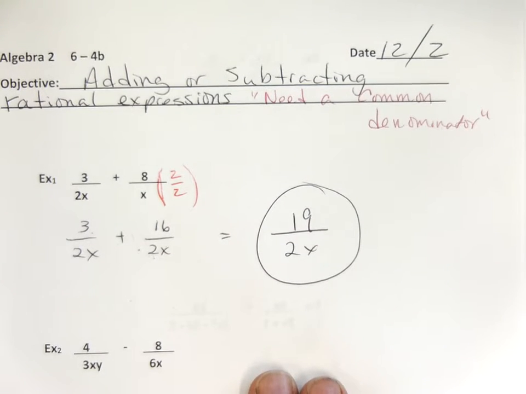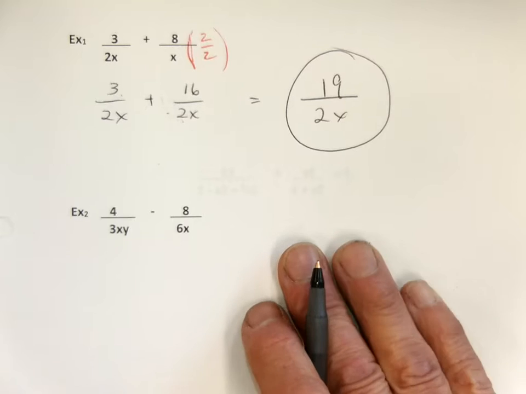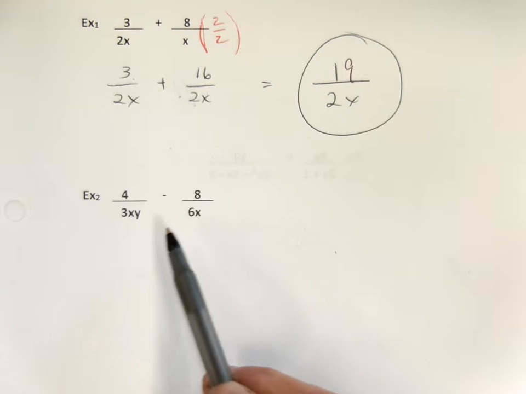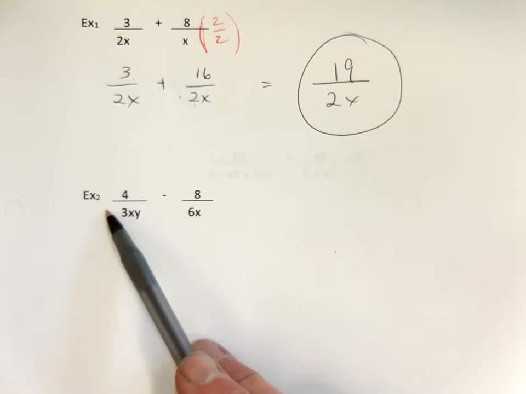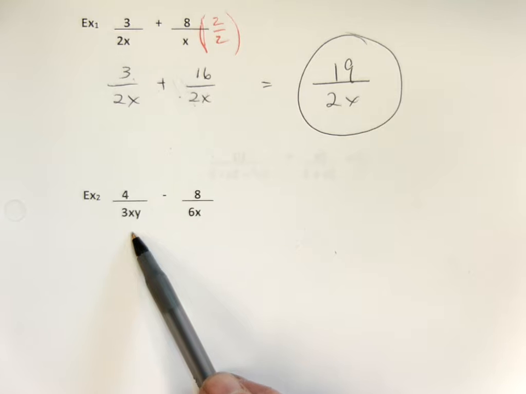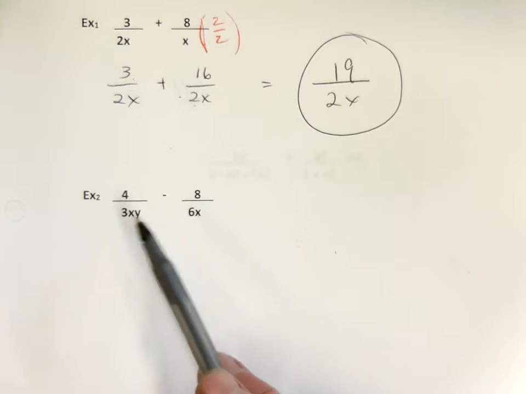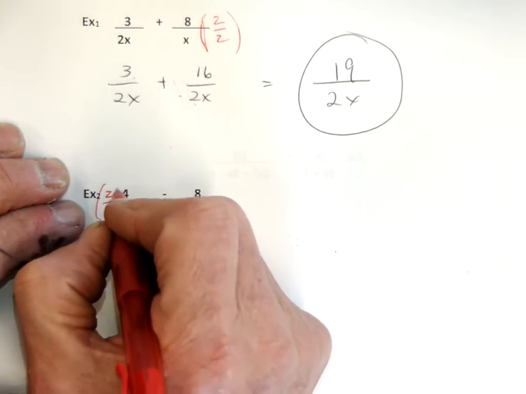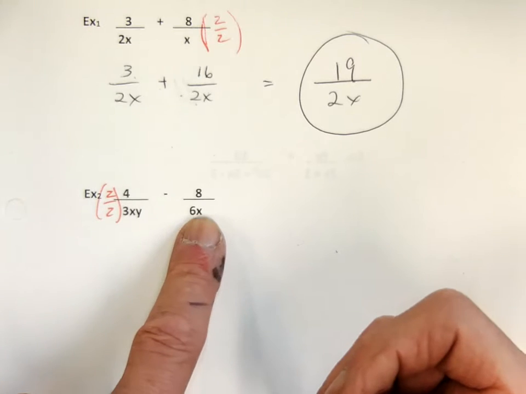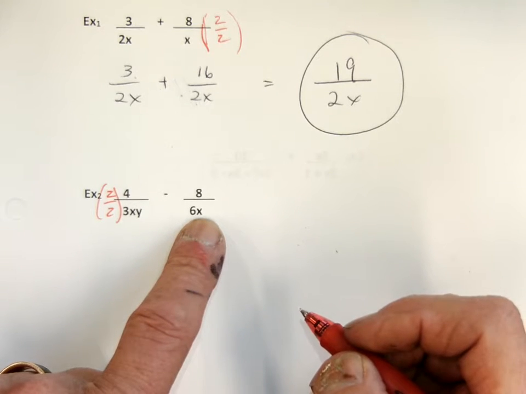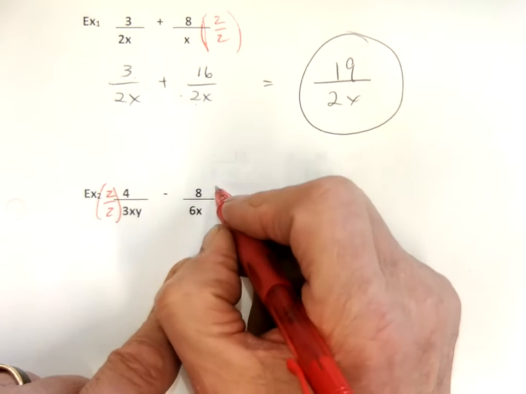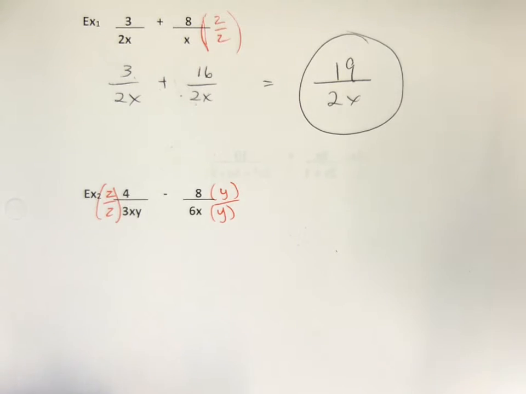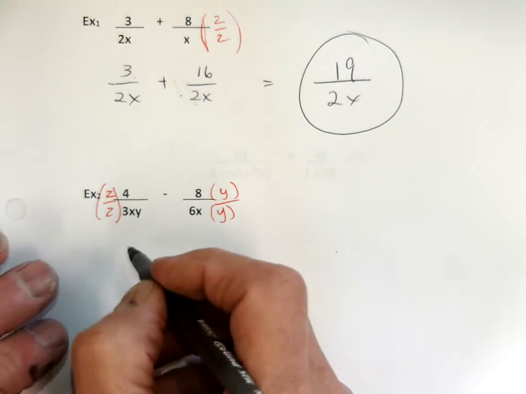Not bad, right? Okay, let's look at example 2. What does the first fraction need? Needs a 2. You guys see that? So if I times it by 2, I get a 6. Everybody agree with that? So the first fraction, let's times it by 2 over 2. And the second fraction, what does it need? This one has a y, this one doesn't, so I'll give it a y over a y. All right, so I'm going to rewrite these so they have the common denominator.